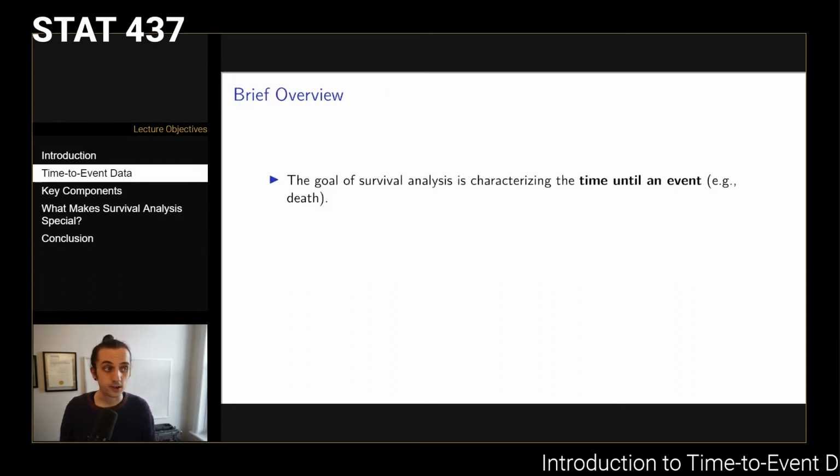So the brief overview: the overall goal is characterizing the time until an event, e.g. the death of someone, and trying to characterize that complete distribution in any number of ways. The reason it's taking place in this course is because this is still longitudinal data. It's just a particular kind of longitudinal data, right?